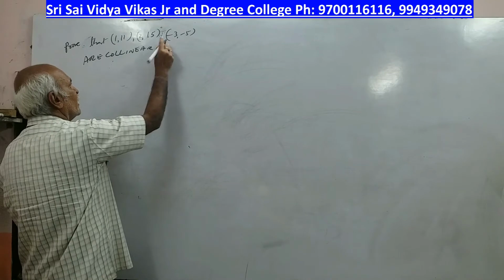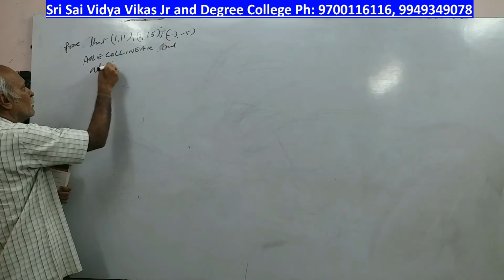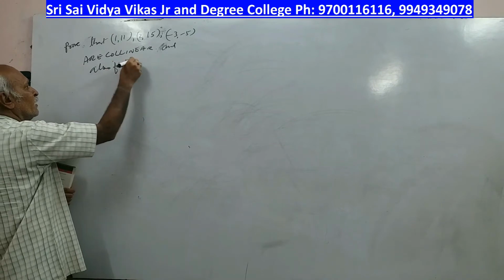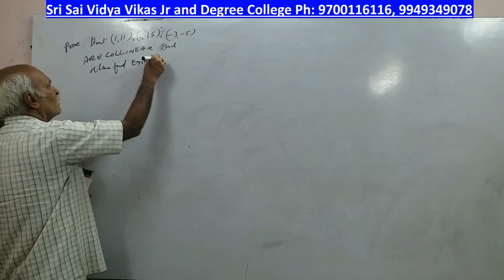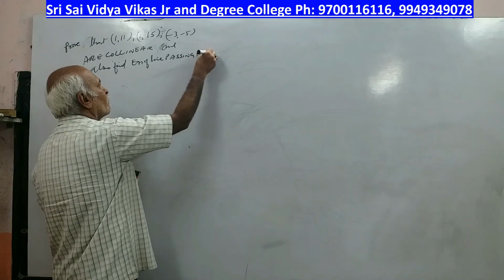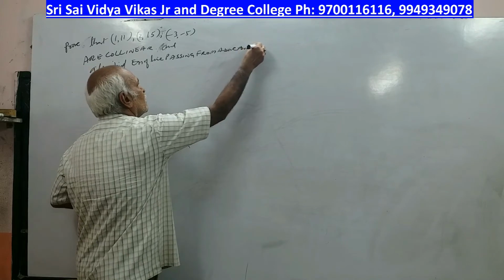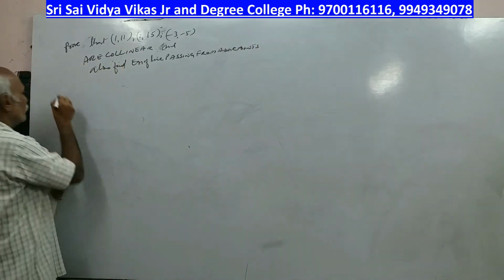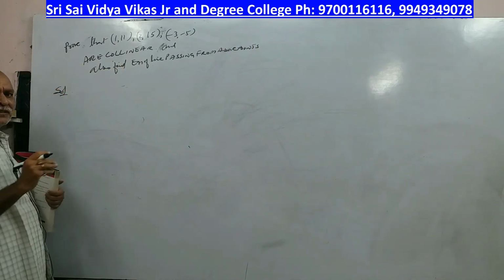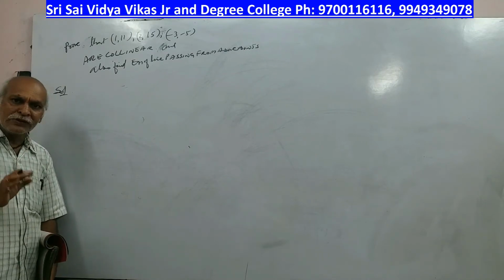And also find the equation of the line passing through the above points. Right? Now, solution. In your 10th class you have learned collinear means the area of the triangle is 0, but we are not going to use that concept here.